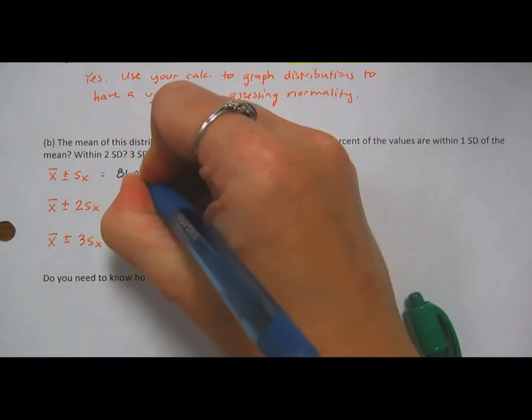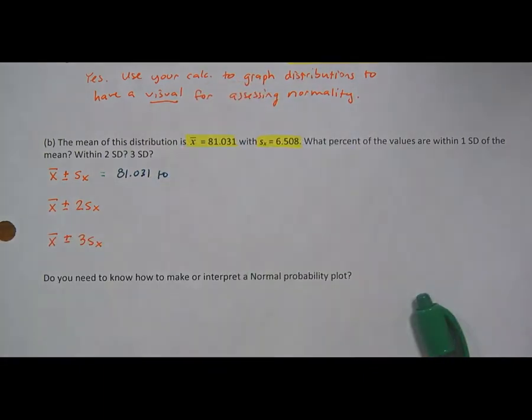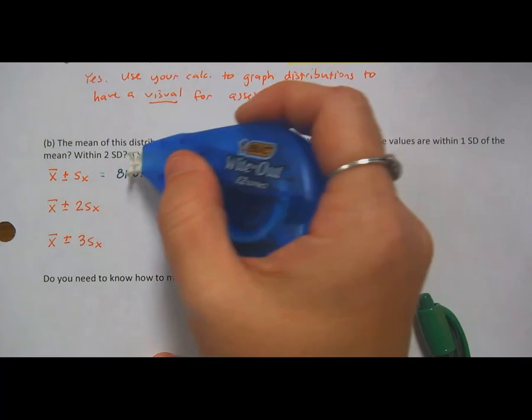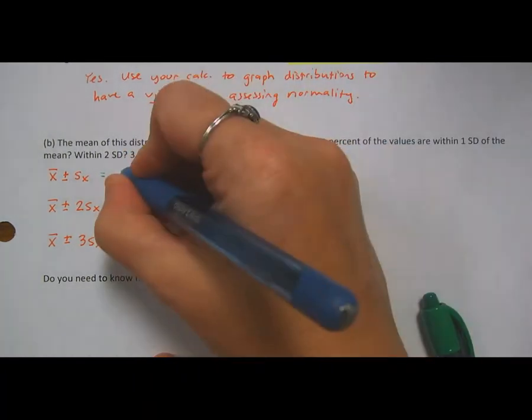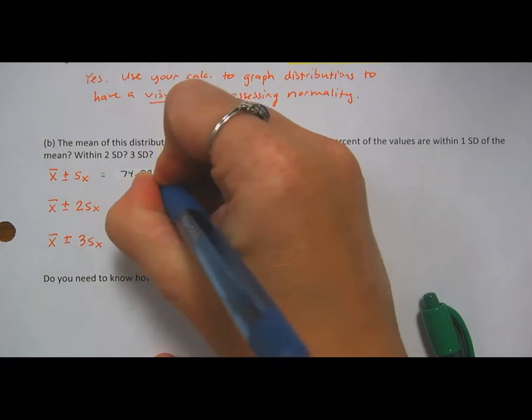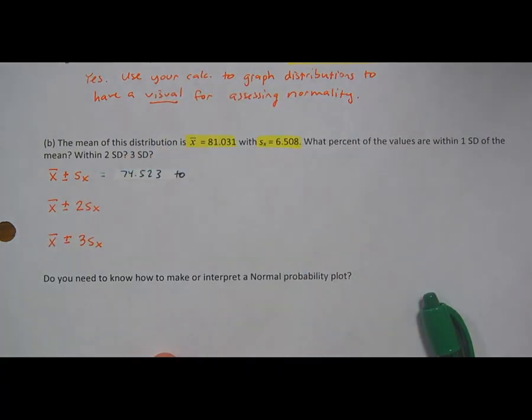81.031. The upper end of that would be the mean plus a standard deviation, which will give you, ooh, I'm sorry, that's wrong. The lower end should give you 74.523, all the way up to, when you add it, 87.539.